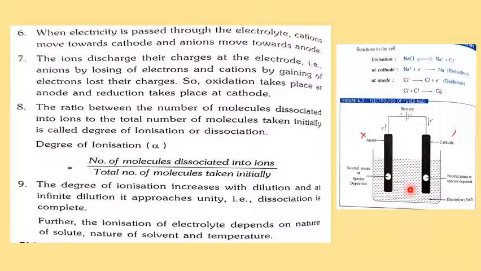Similarly, negative ions move towards the anode. These negative ions give electrons to the anode and form Cl2. That means at the anode, negative ions lose their electrons. So oxidation takes place at the anode. Loss of electrons is called oxidation. So oxidation takes place at the anode.